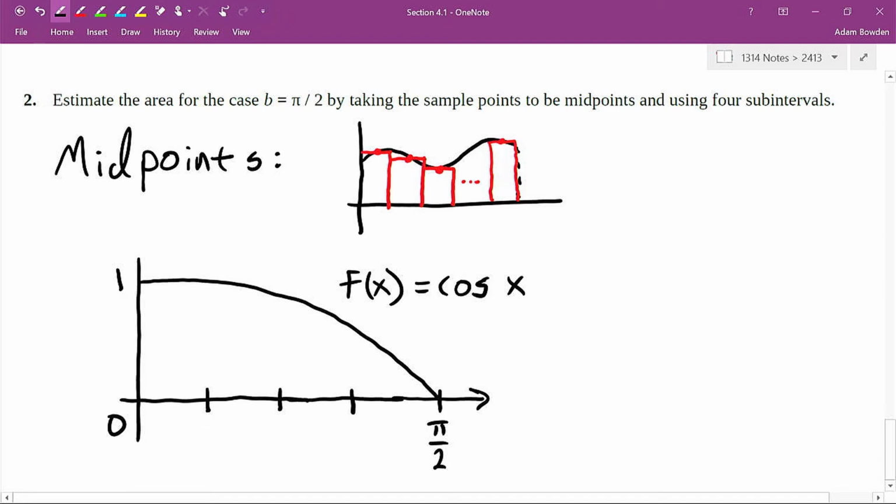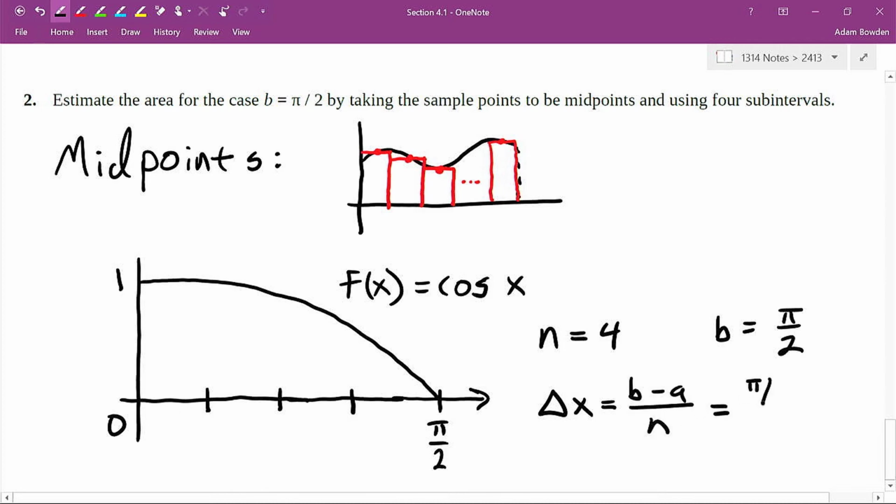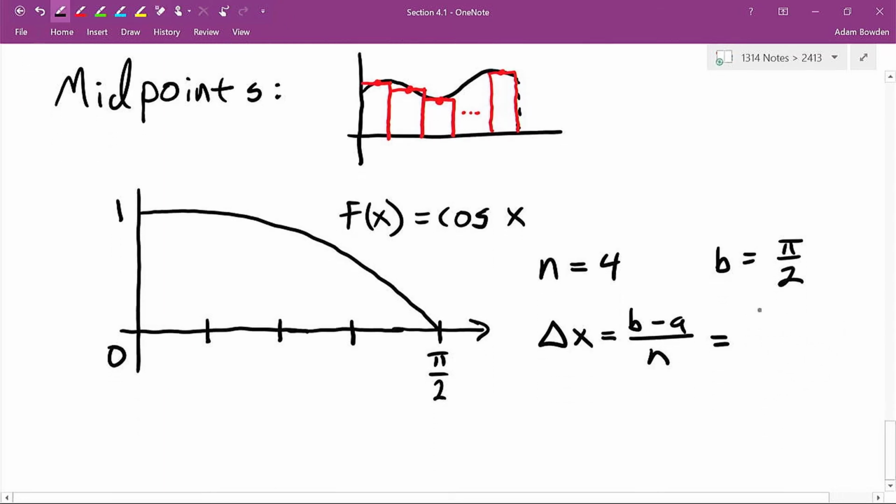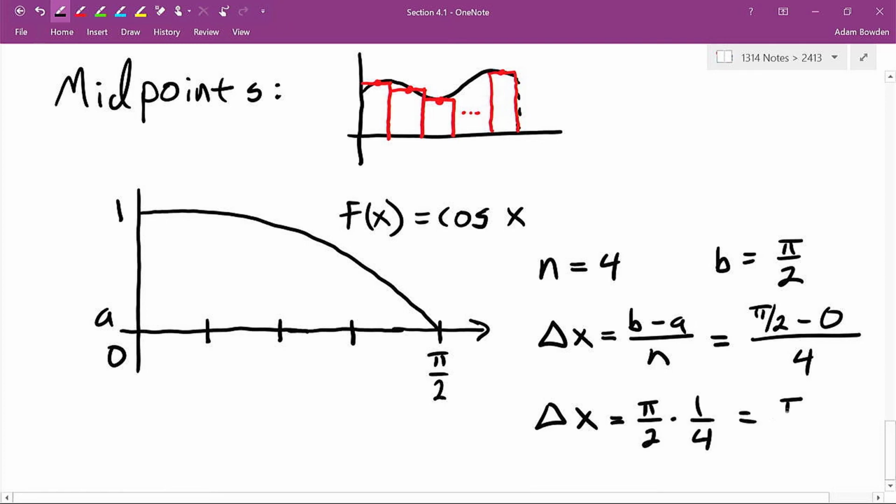How we figure out the width of each of these segments, we're going to consider that n is equal to 4 for 4 rectangles, and b is equal to pi over 2 for the end of the interval. So delta x, the width of each rectangle, would be calculated by b minus a over n, which would equal pi over 2 over 4. Or I guess more precisely, I should write that as pi over 2 minus 0 over 4, since a is equal to 0. So delta x would be equal to pi over 2 times 1/4, or pi over 8.